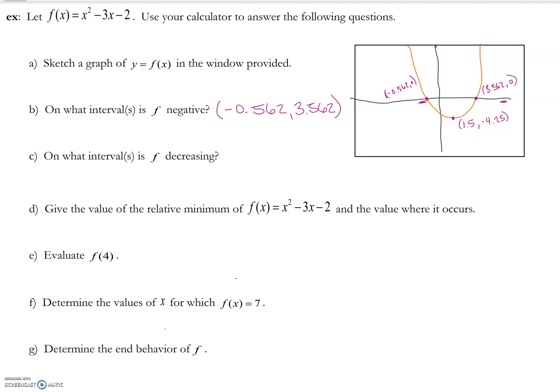The next question is, on what intervals is f decreasing? So remember, when we look at intervals of increase and decrease, we follow the graph from left to right with our eyes. So when I do that, I notice that my graph goes down, down, down, down, down, up, up, up, up, up. So it's decreasing everywhere on this left side of the graph until it reaches my vertex. So it's decreasing from the x values, negative infinity, all the way over here to the left to this x value of 1.5.